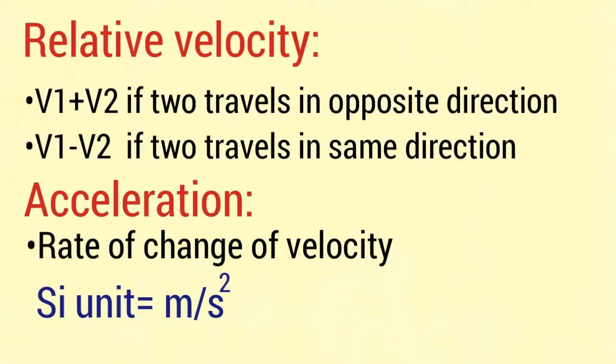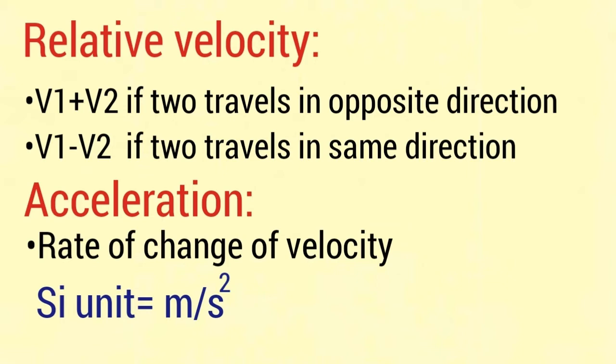Relative velocity. Suppose two objects have velocities v1 and v2 respectively. If they are traveling in opposite directions, then relative velocity will be v1 plus v2, just add the velocities. But if they travel in the same direction, then relative velocity will be v1 minus v2. That's the relative velocity.